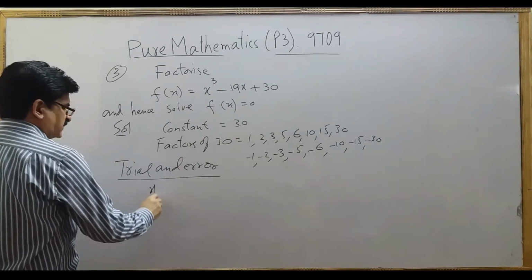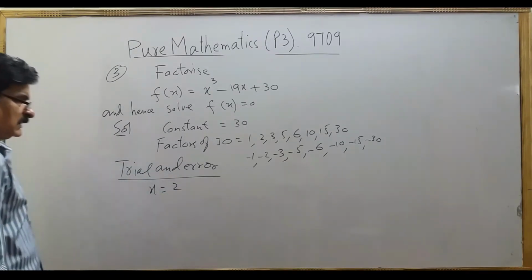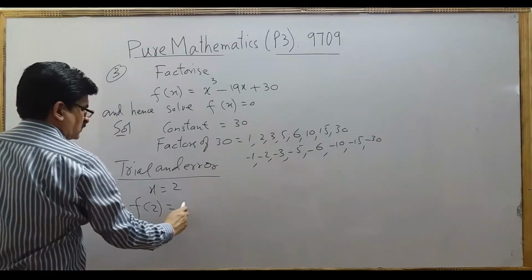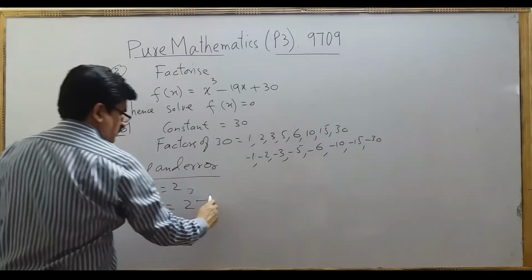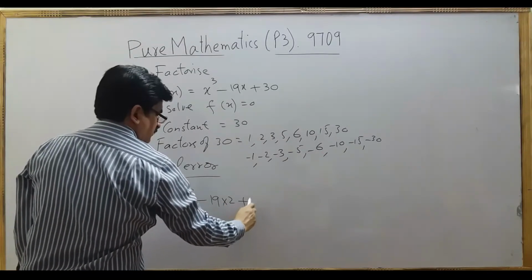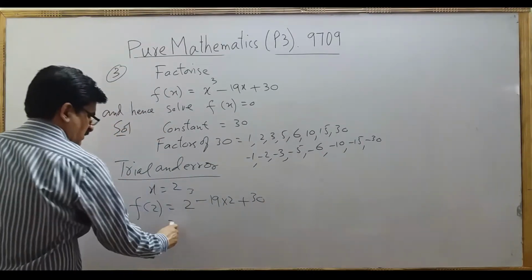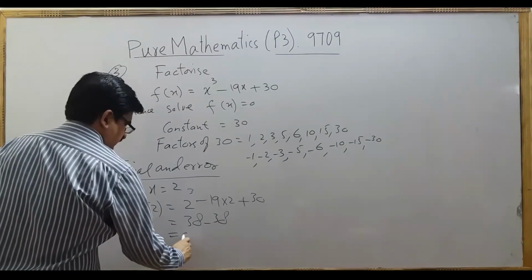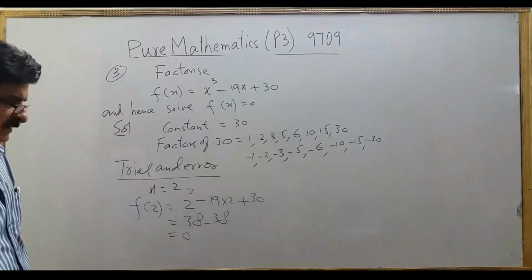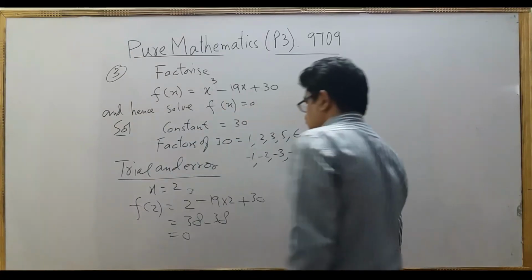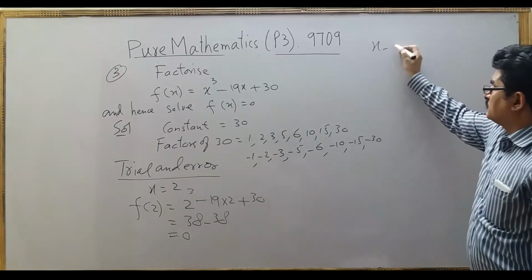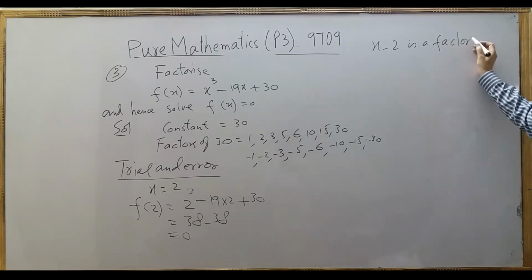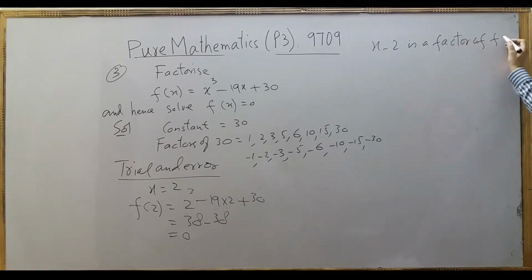Now I try x is equal to 2. If you put x is equal to 2, you must get 0. 2 cube minus 19 into 2 plus 30. This is equal to 38 minus 38, which is equal to 0. So it means that x minus 2 is a factor of f(x).